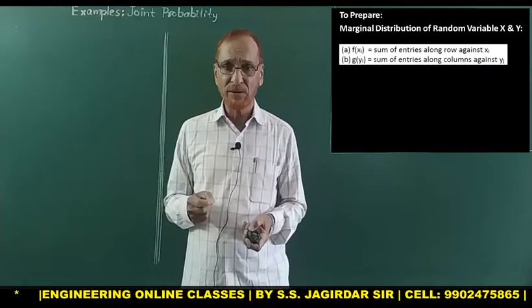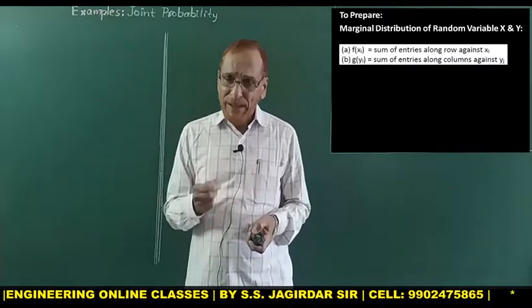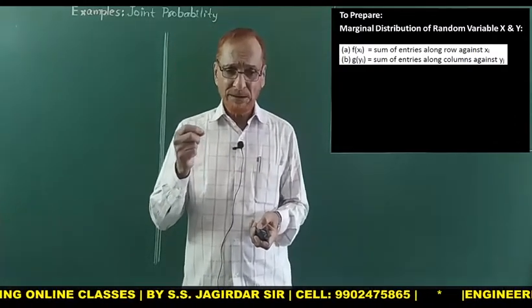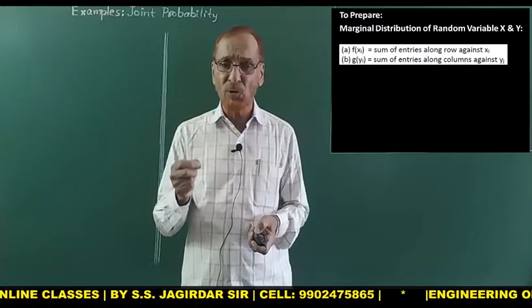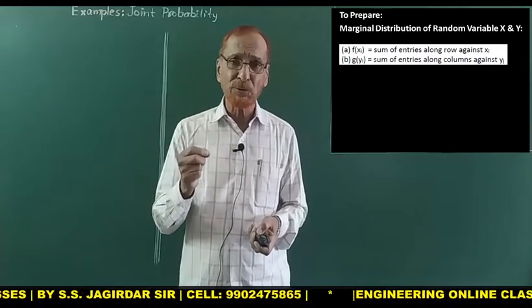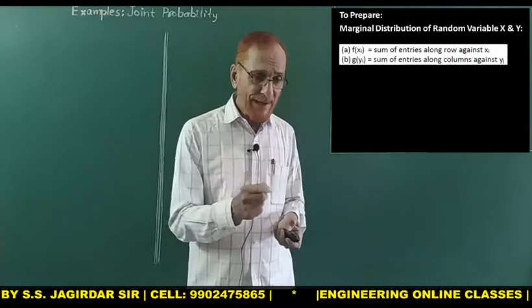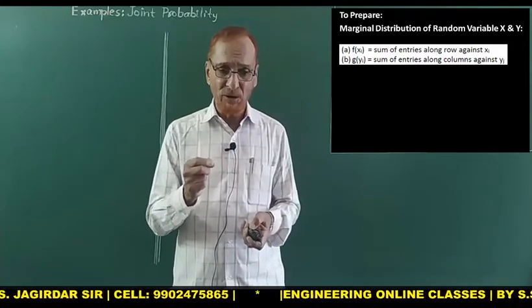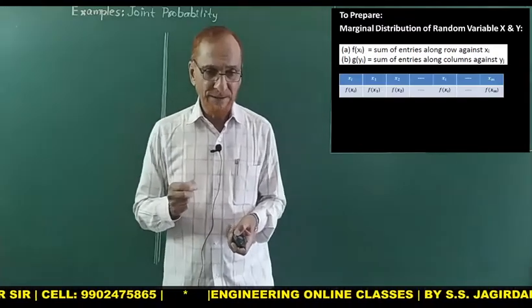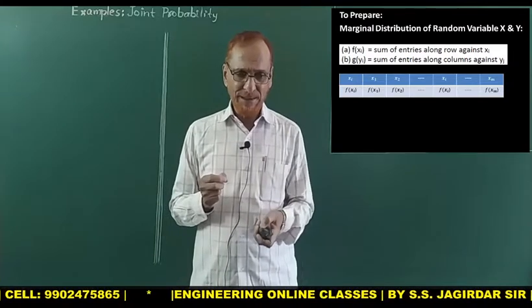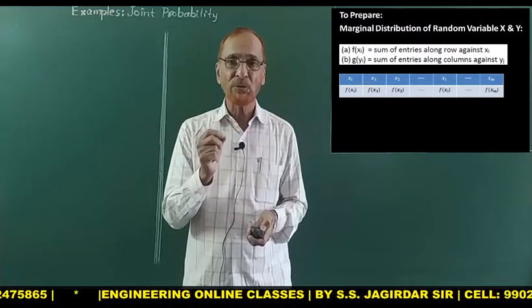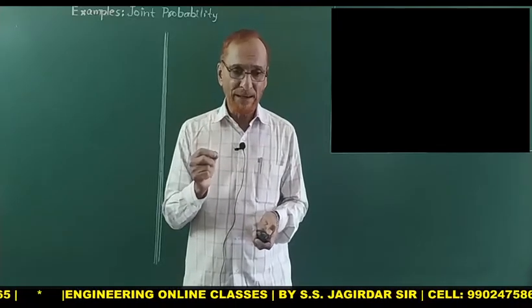To prepare the marginal distribution of x, you have to add the entries along the row against x. To get the marginal distribution of random variable y, you have to take the sum of the entries along the column against y. This is the procedure you know. Let us see how it is. But first I will go back and show you once again how you are going to take the sum. So let us go back, and this is your table.